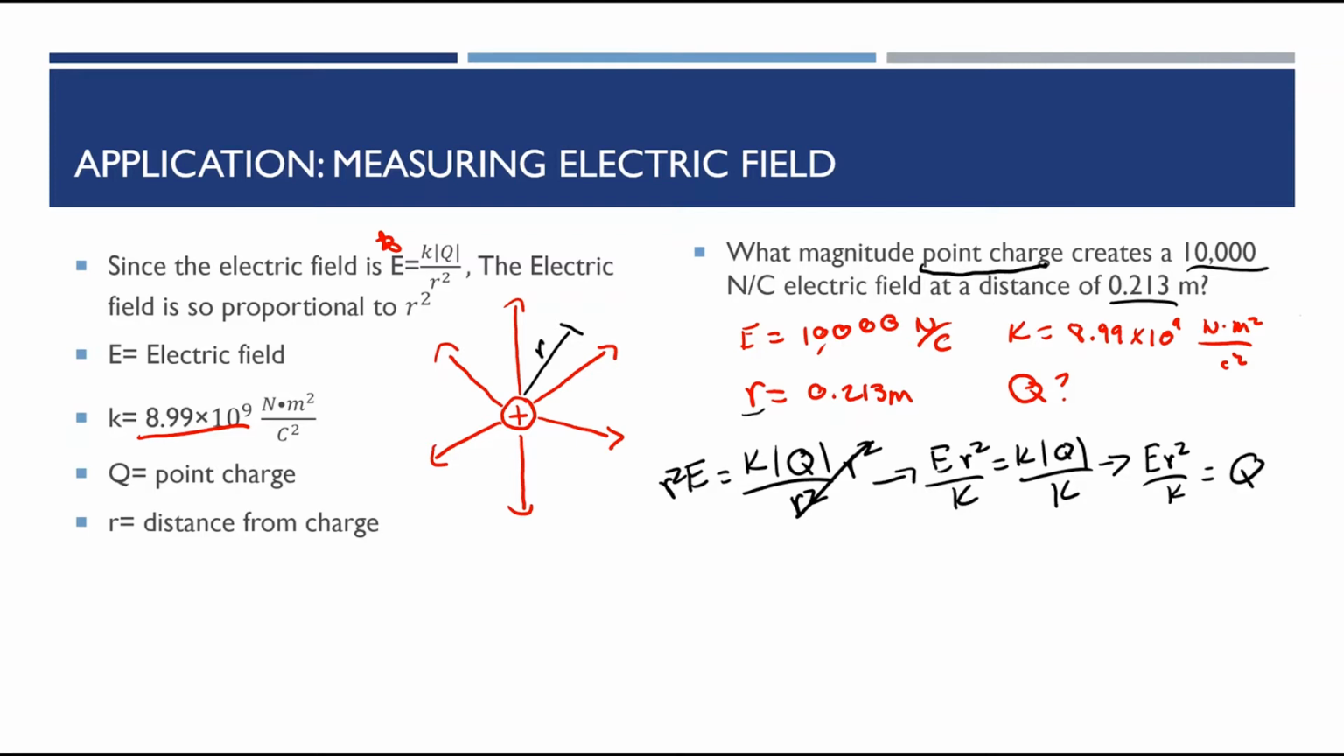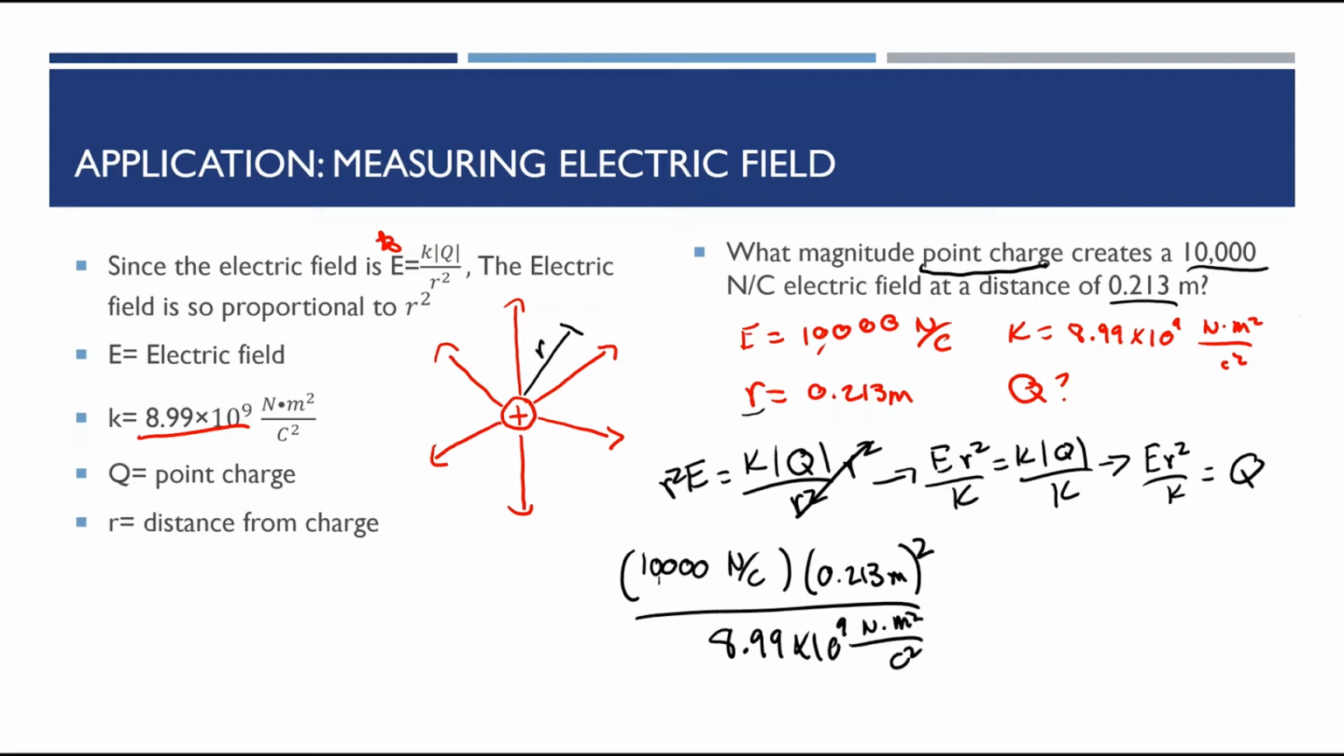So if we take all the information that we already have and plug that in, we will have 10,000 newtons per coulomb multiplied by our distance, 0.213 meters, and that's squared, over our constant, 8.99 times 10 to the 9th newtons times meters squared over coulomb squared. And when we plug that in, we get 5.05 times 10 to the negative 8 coulombs. And that's equal to Q.